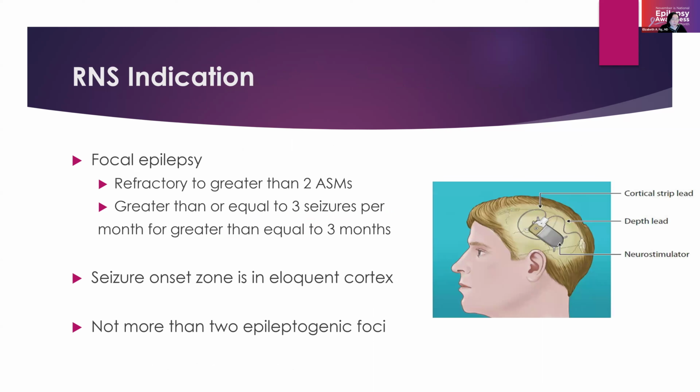So the indication for RNS is in individuals with focal epilepsy, refractory to greater than 2 ASM, and they have greater than or equal to 3 seizures per month for greater than or equal to 3 months. And the seizure onset zone is in the eloquent cortex or the language center. And also there's not more than 2 epileptogenic foci.